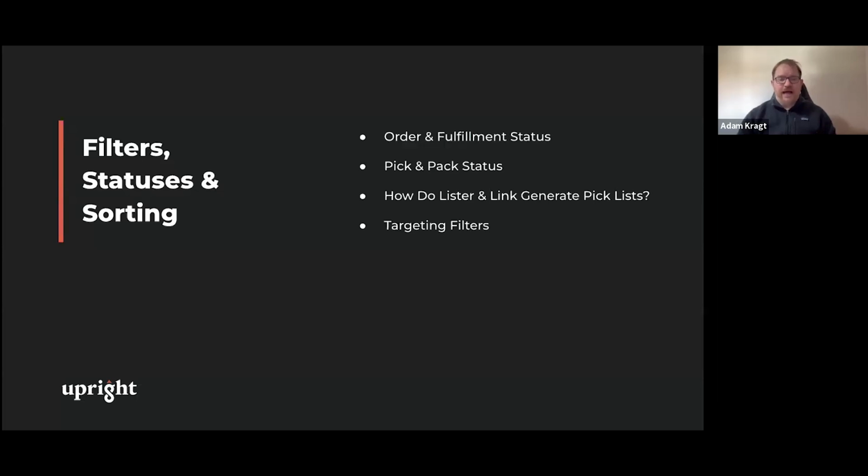So let's talk about how a pick list decides what type of items to include. We're going to talk through a few different statuses, and we're going to dive a little bit deeper into the process, kind of each point on how Lister and Link decide what items are going into that list. And we'll talk through the filters that you have control over.